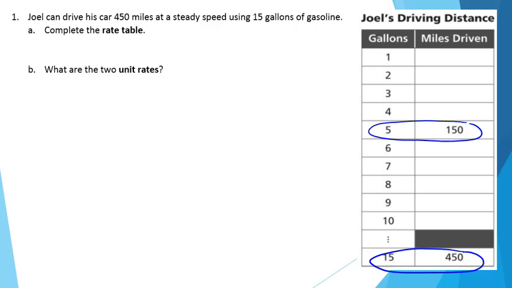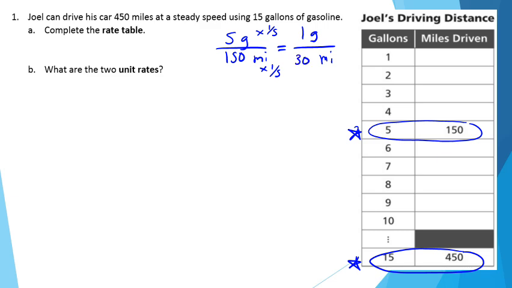So I might use either one of these that I already know. This time, let's say I just use this. 5 gallons for 150 miles means 1 gallon is how many miles? Well, 5 times 1/5 would be 1. 150 times 1/5 would be 30. So it's 30 miles for every 1 gallon of gas. So as my gallons goes up by 1, miles is going to go up by 30.